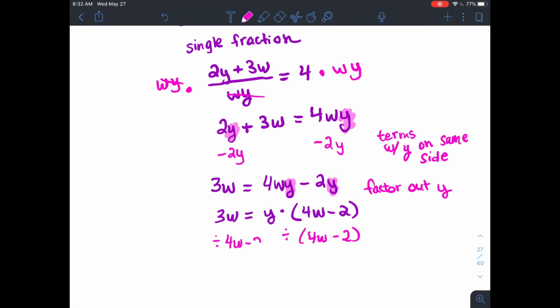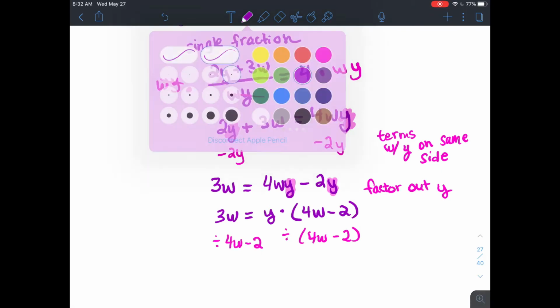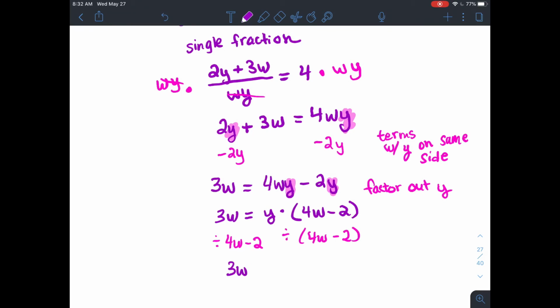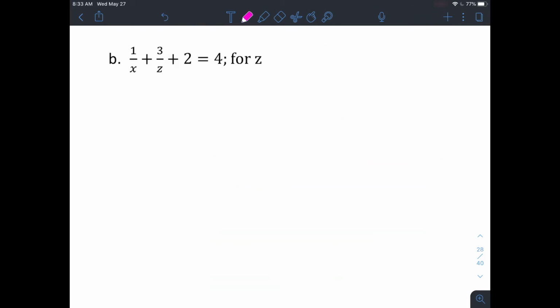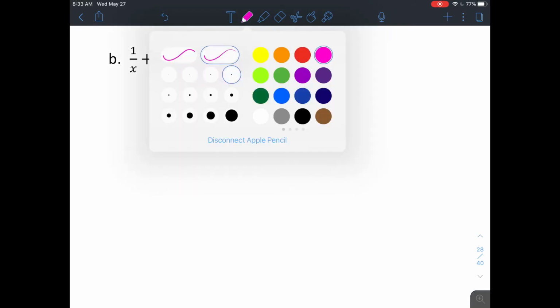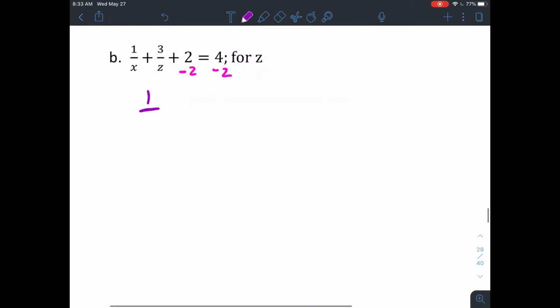So it's all kind of coming together, using a lot of the same ideas. This one's just a little bit messy. When you're all said and done, you end up with 3w over 4w minus 2. Now in this one, I want to show you a second option for solving these. So in either case, you would want to go ahead and subtract the two, make this a little bit simpler first. You could get a common denominator and add those together like we did on the last one.